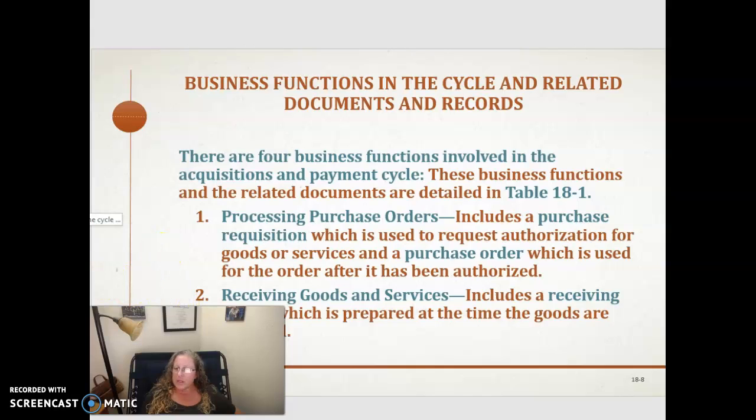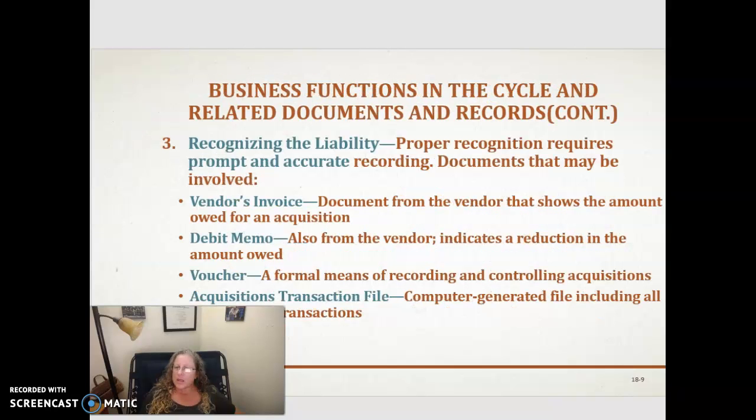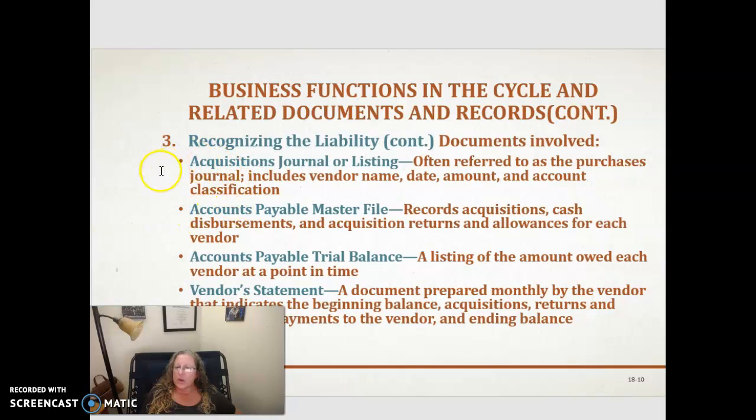Number two is receiving goods and services. This includes a receiving report. And three, recognizing the liability. And for this, we're going to be using the vendor's invoice, a debit memo, a voucher, and acquisitions transaction file. Also, the acquisitions journal or listing, accounts payable master file, the accounts payable trial balance, and the vendor statement.